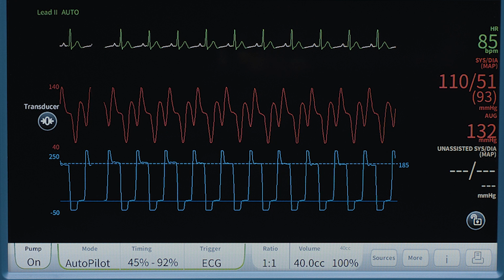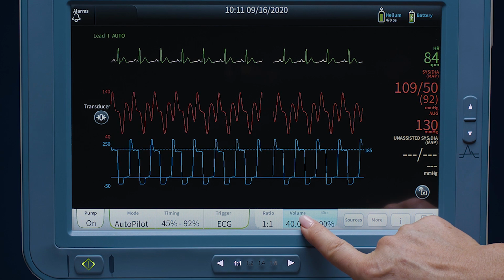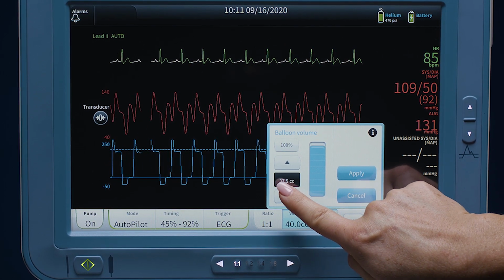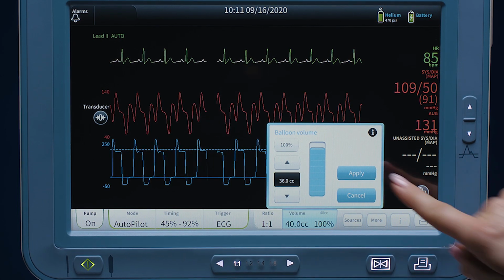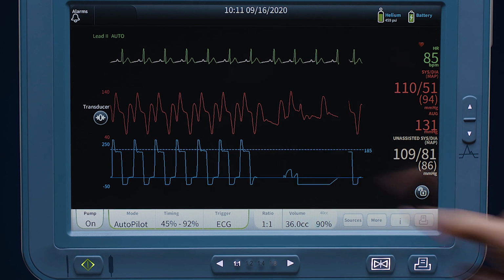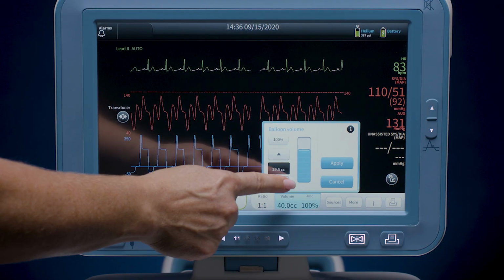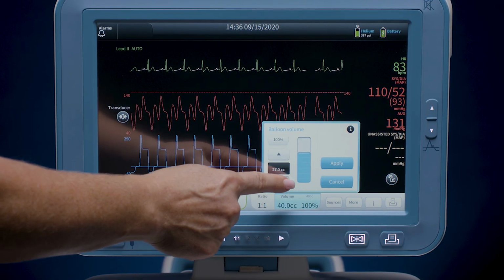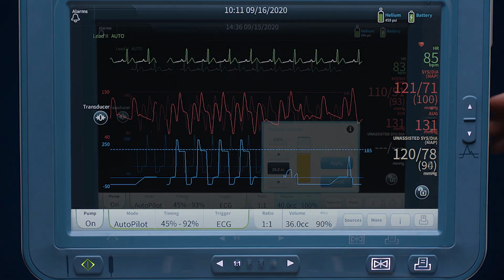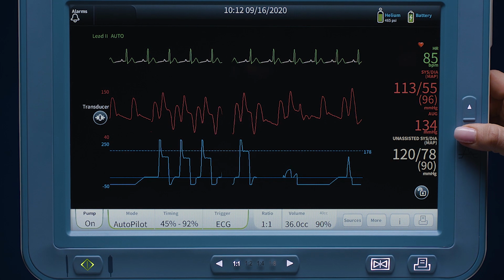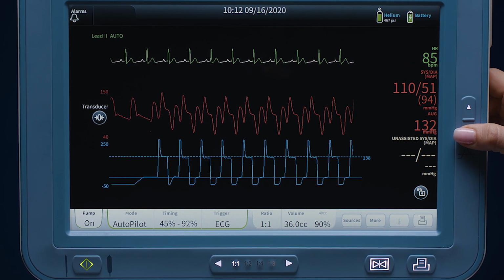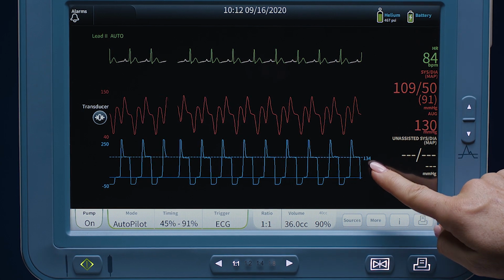To decrease the volume, press the Volume tab on the action bar and decrease by half cc increments to the desired volume. Press Apply and Done once the pump has reset. Confirm the new volume as seen in the Volume tab on the action bar. Note: it is not recommended to remove more than 1/3 of the total IAB volume. Reassess the balloon pressure waveform plateau to ensure a difference of less than plus or minus 25 millimeters of mercury to the augmentation pressure.